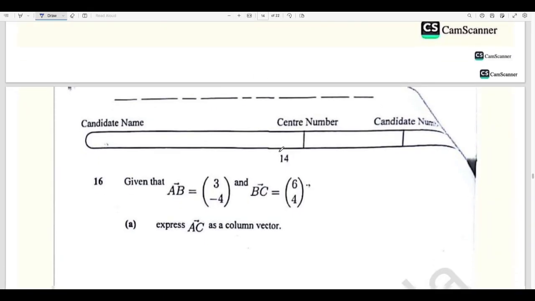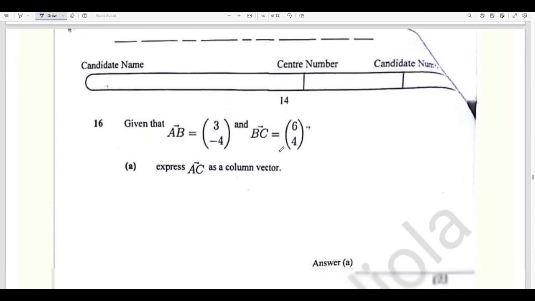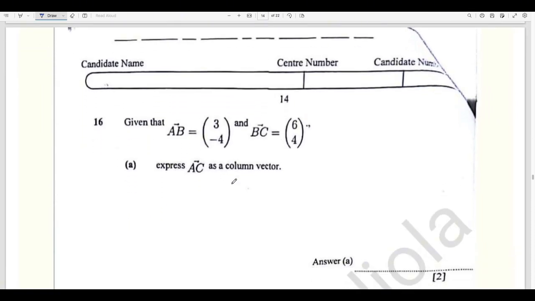Question 16. It is given that the vector AB is equal to (3, -4) and the vector BC is equal to (6, 4). Express the vector AC as a column vector. So this is very simple. To find the vector AC, we simply say AC is equal to AB plus BC. All right, so now that's very simple.